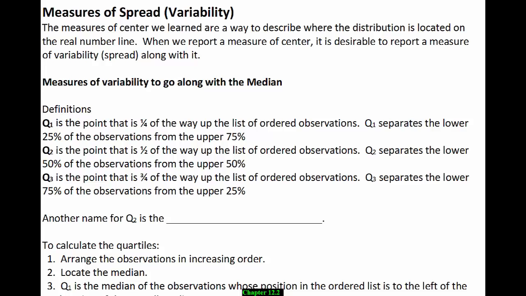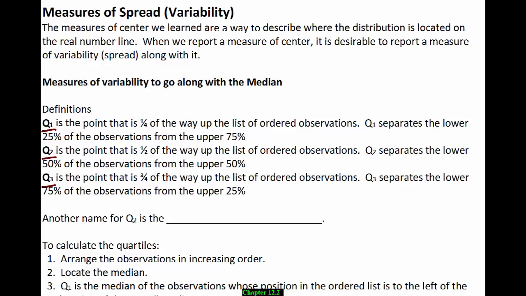Some measures of variability that go along with the median are the quartiles. And these quartiles are denoted Q1, Q2, and Q3. Q1 has 1/4 of the data below it. So that means 25% of the observations are below it and 75% are above it. Q2 is the same type of definition. It has 2/4 of the data below it and 2/4 above it. Another name for 2/4 is a half. So it has 50% below it and 50% above. And Q3, I'm sure you're seeing the picture now, has 3/4 below it and 1/4 above it. So Q3 has 75% of the observations below it and 25% above it.